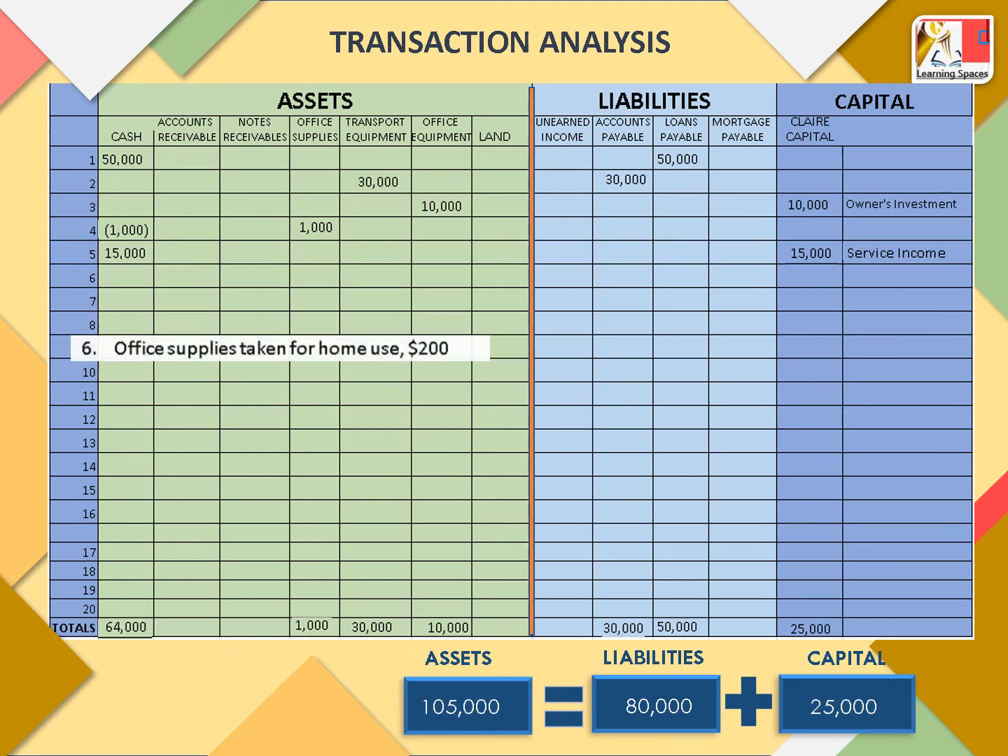The office supplies taken for home use on the sixth transaction, amounting to $200, will have the office supplies decreased by that amount. Any personal use of assets by business owners is always treated as a reduction of the owner's capital.